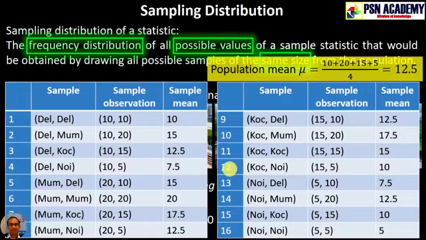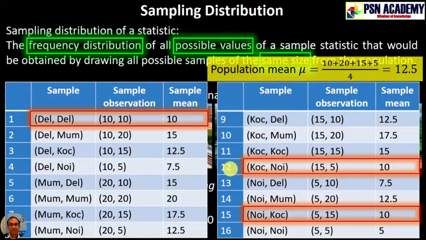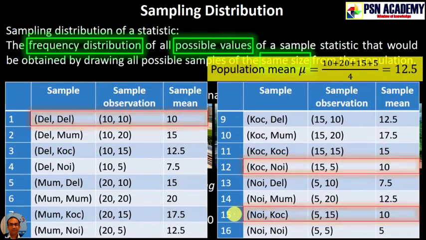Now, you notice one thing that you got sample mean as 10 by 3 samples. Sample number 1, sample number 12 and sample number 15. That means if you have any one of these 3 samples, then you will get sample mean as 10, and from that you may infer that the population mean is also 10, and that is very wrong, isn't it?